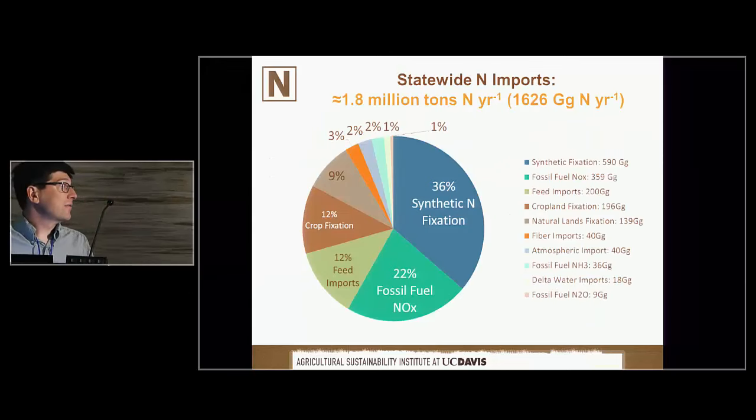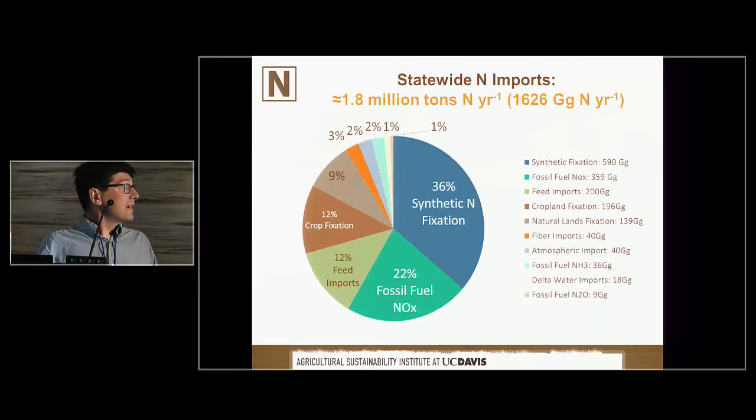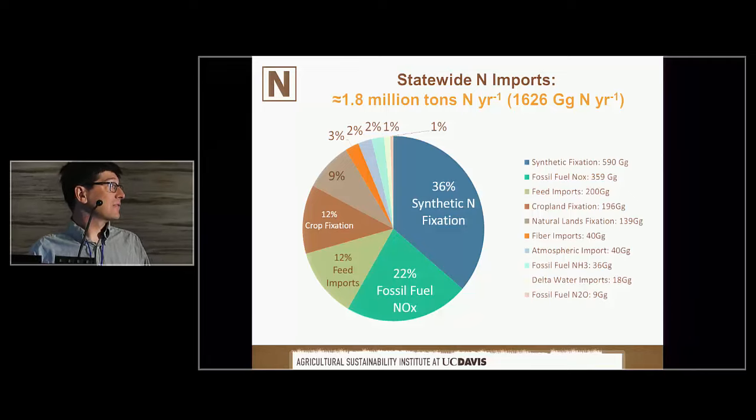And so when we do that on a statewide level, we come up with 1,626 gigagrams, or 1,626 million kilograms, of nitrogen per year. And we divide that up among the various sources of nitrogen coming into the state. The largest source of new reactive nitrogen to the state is synthetic nitrogen fixation. So this is the industrial process by which nitrogen is fixed from the atmosphere into ammonia. And the largest fraction of that goes to fertilizer. Some of that does go to other industrial uses.